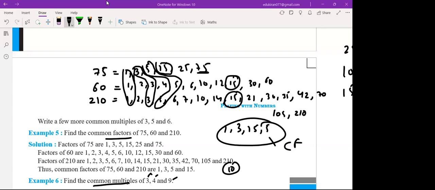What should we do, ma'am? Example number 6. You have to find 10 multiples of 3, 10 multiples of 4, 10 multiples of 9, and then find the common multiples between them. Okay.